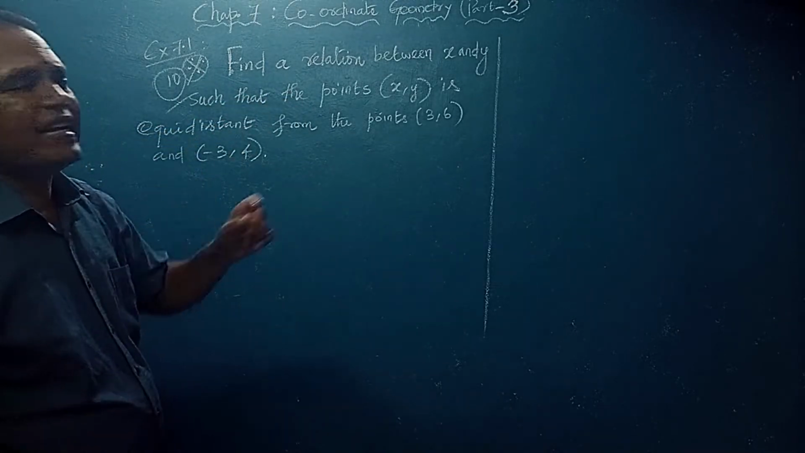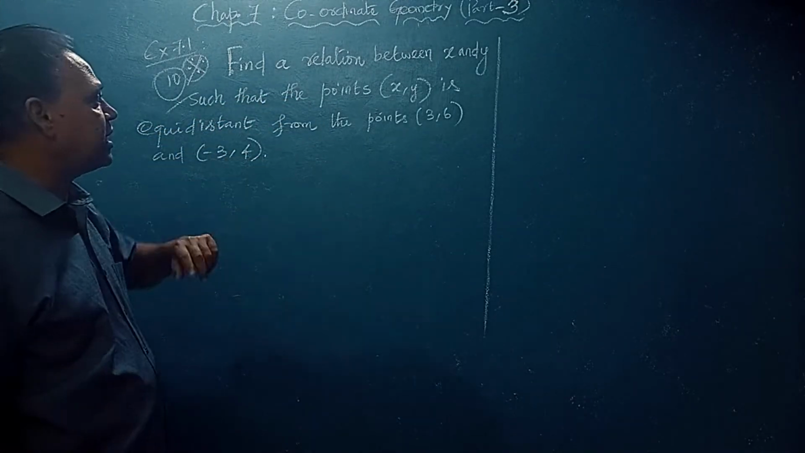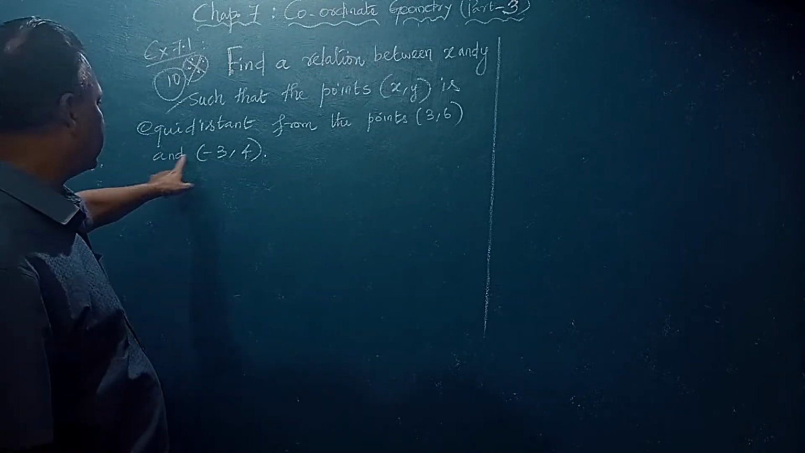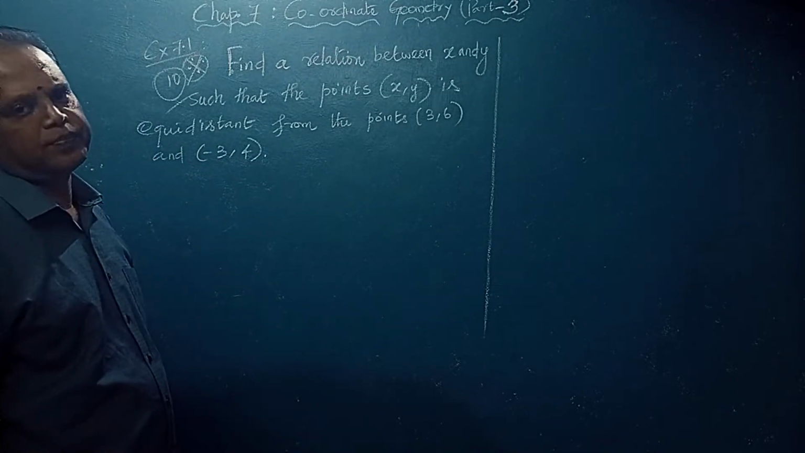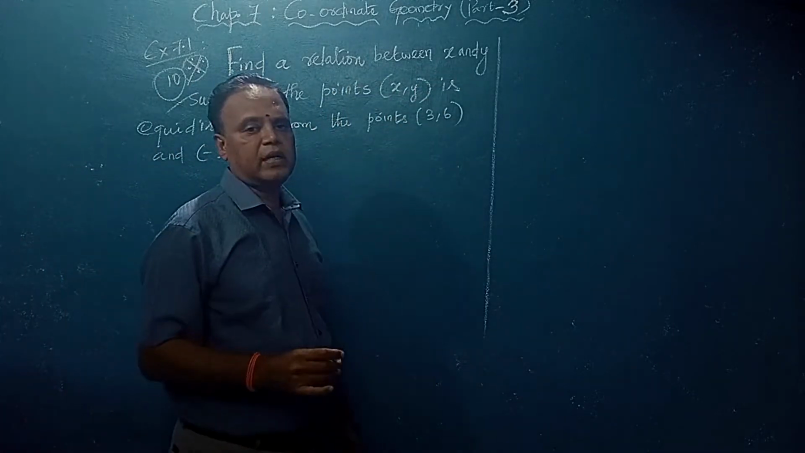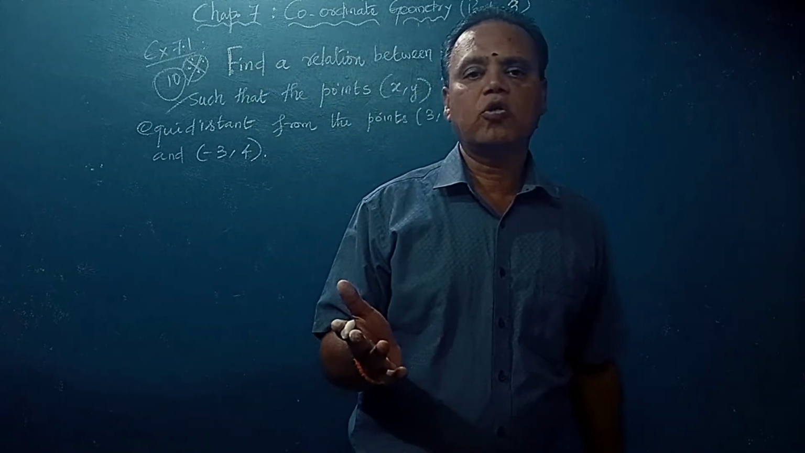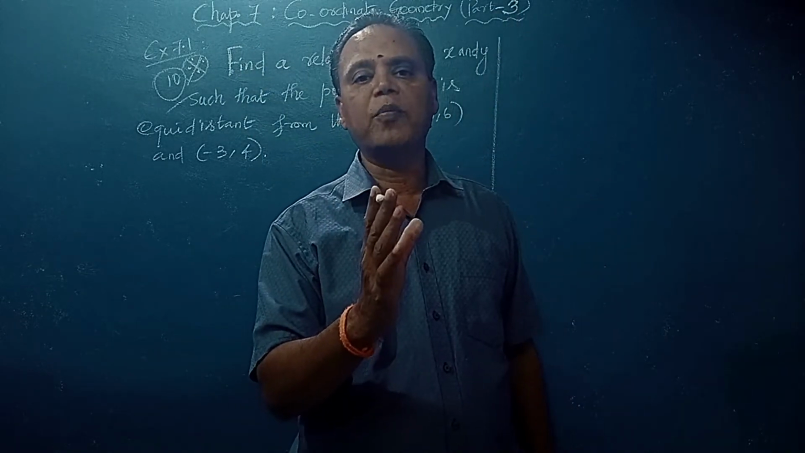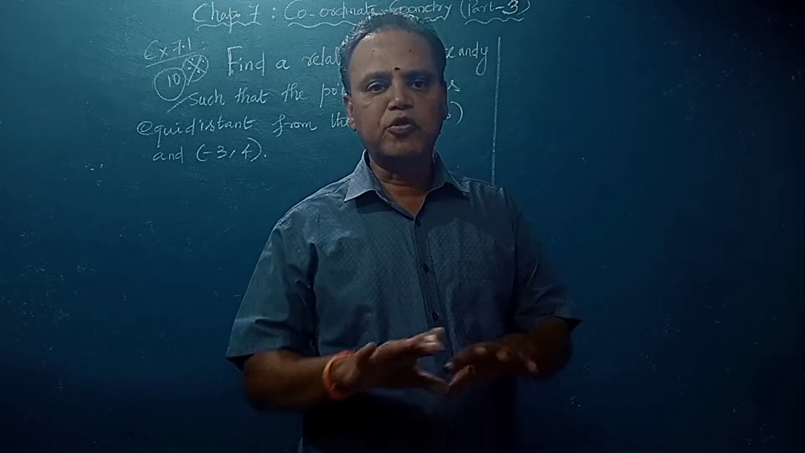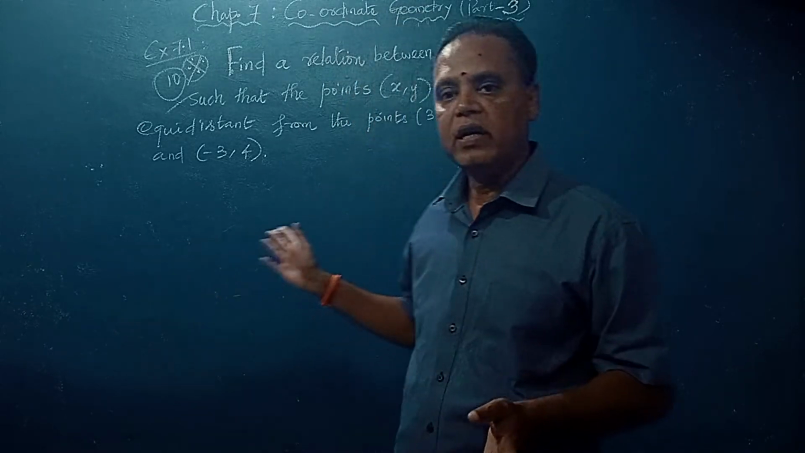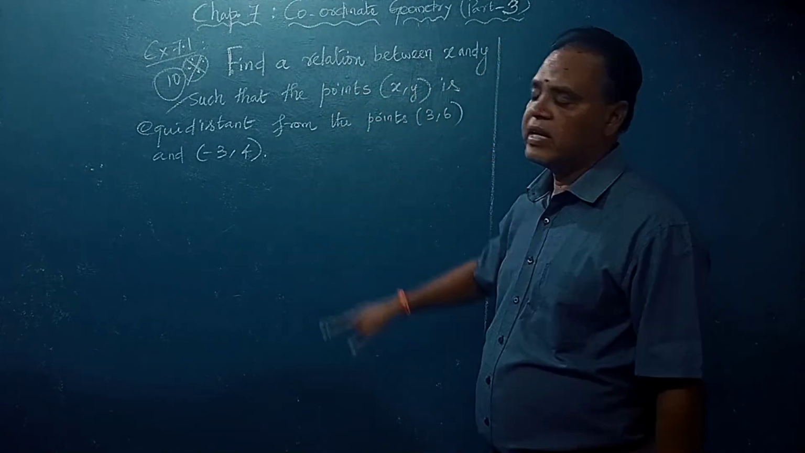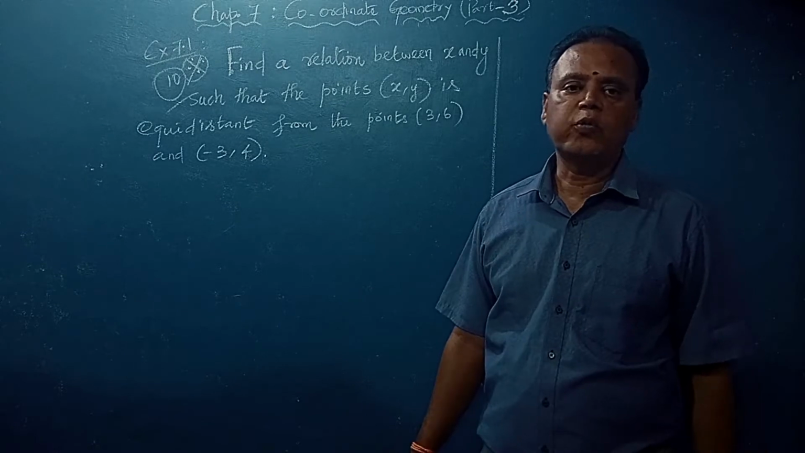Find a relation between x and y such that the point (x, y) is equidistant from the points (3, 6) and (-3, 4). So they asked for the relation between x and y. For that you have to form a linear equation in two variables. The relation between x and y here is a linear equation in two variables.